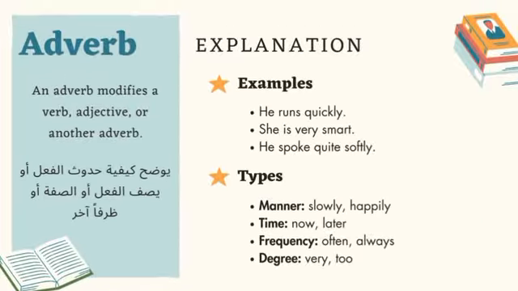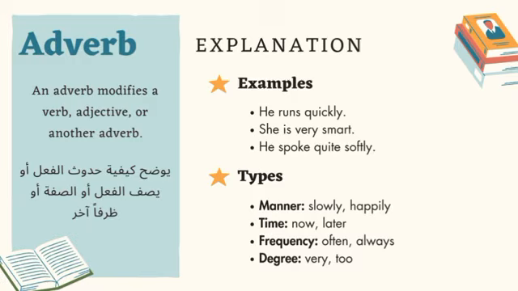An adverb modifies a verb, an adjective, or even another adverb. For example, he runs quickly. She is very smart. He spoke quite softly. In all these three examples, the words quickly, very, and softly are adverbs.